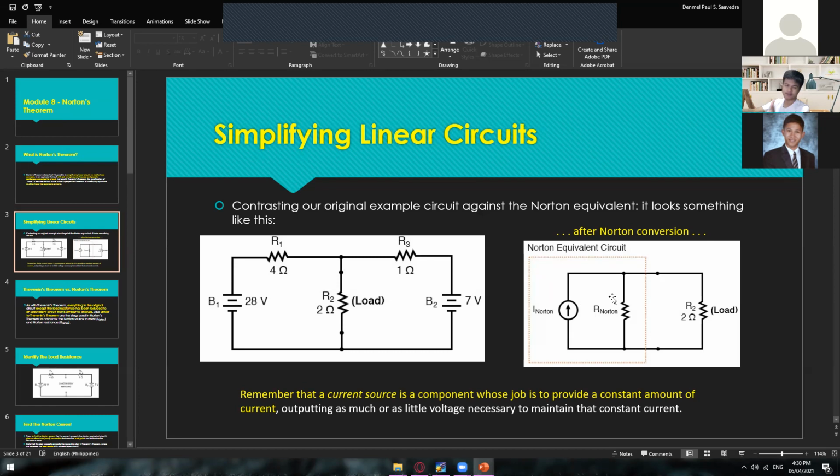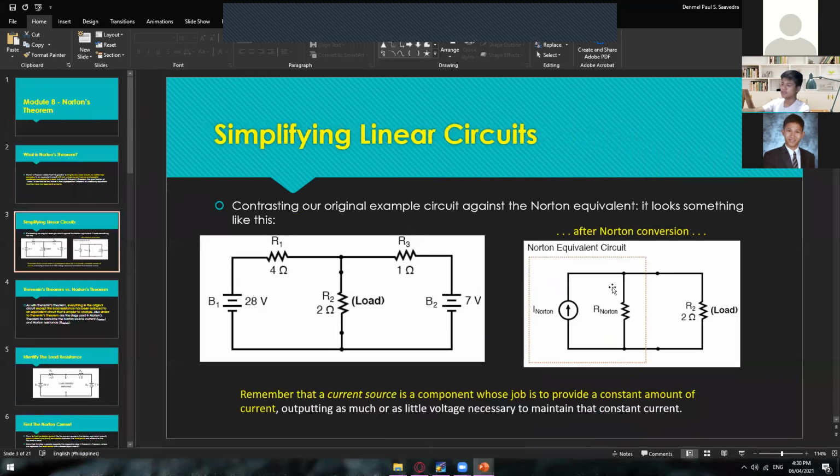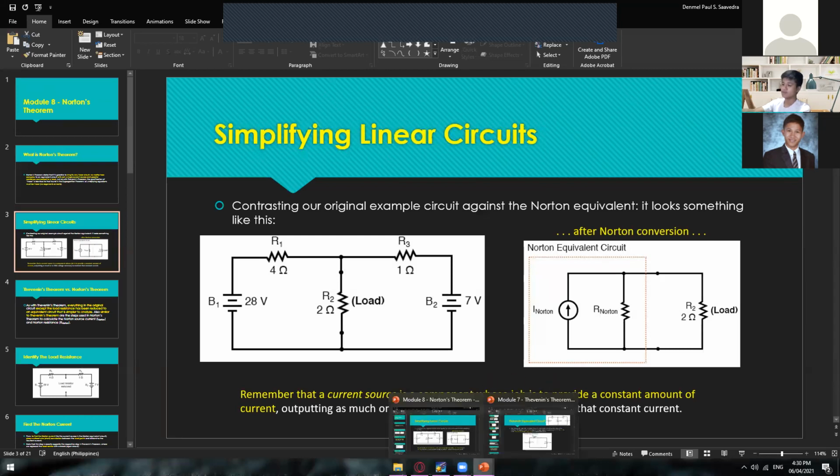And the connection. Okay, so in Thevenin's theorem, we have a series connection. So we have here the resistance. But in Norton's theorem, we have here the resistance, so we call that one R Norton, or Norton's resistance.